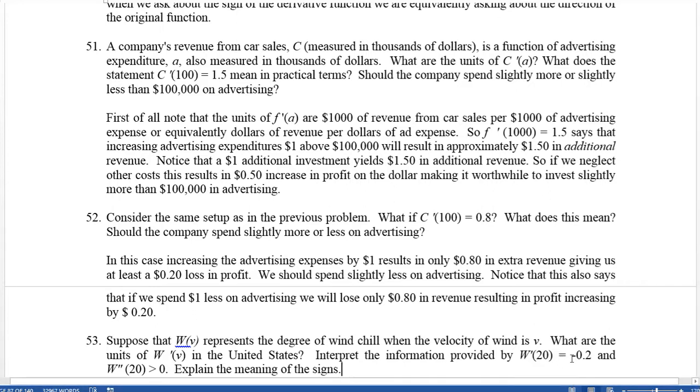Okay, well, first of all, why is this negative? This says that at the point where the speed of the wind is 20 miles per hour, the wind chill is negative 0.2. The rate of change in the wind chill is negative 0.2 degrees Fahrenheit per mile per hour. So the fact that it's negative says that the function W is decreasing. So what does that say? It says as the wind blows faster, the wind chill drops.